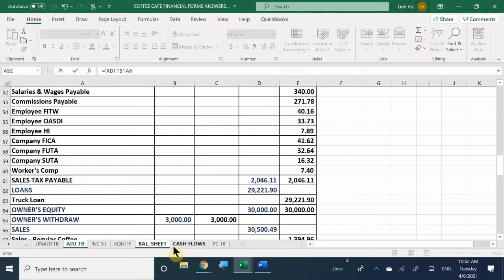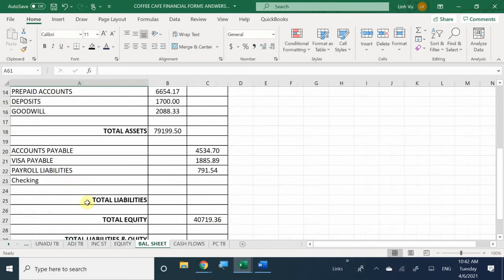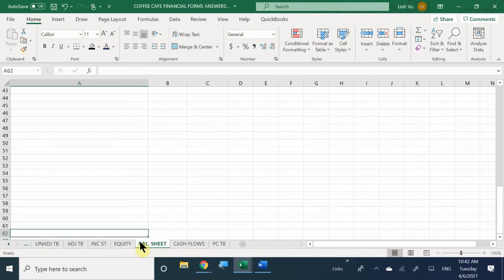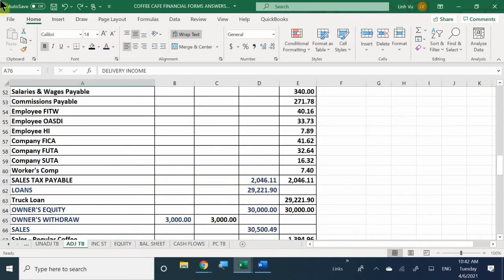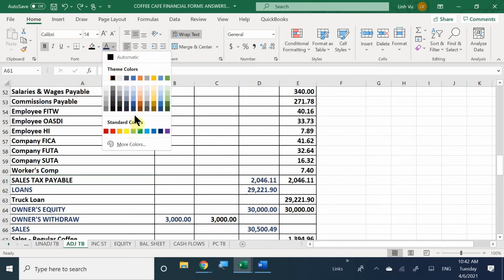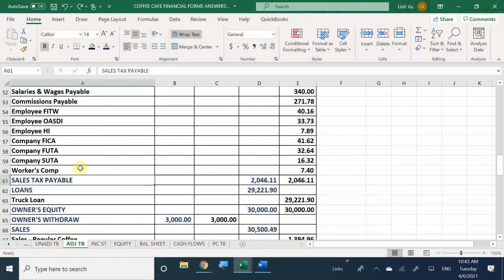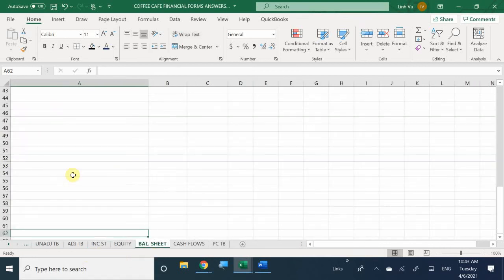Sales tax. Yes, sales tax payable. Oh, what just happened? Okay, hold on. Sales tax payable. I'm gonna change the color because it's not the right color right now. I guess that's one of the accounts I missed. Here you go. So back to my balance sheet.